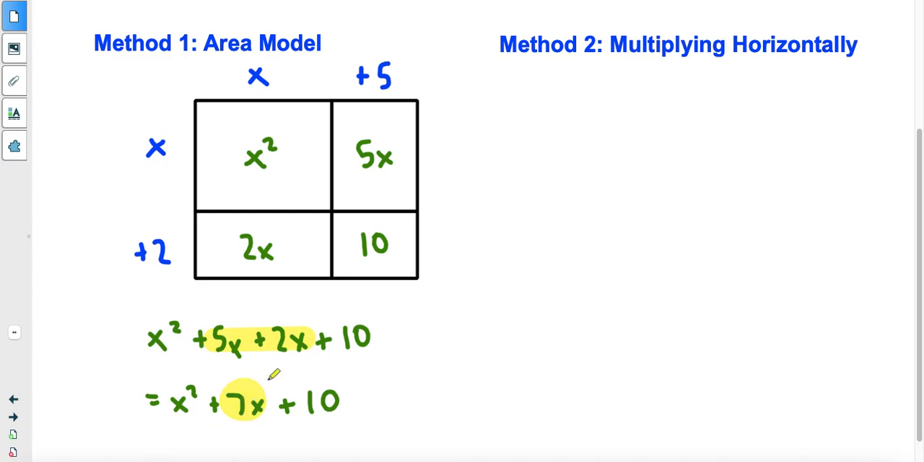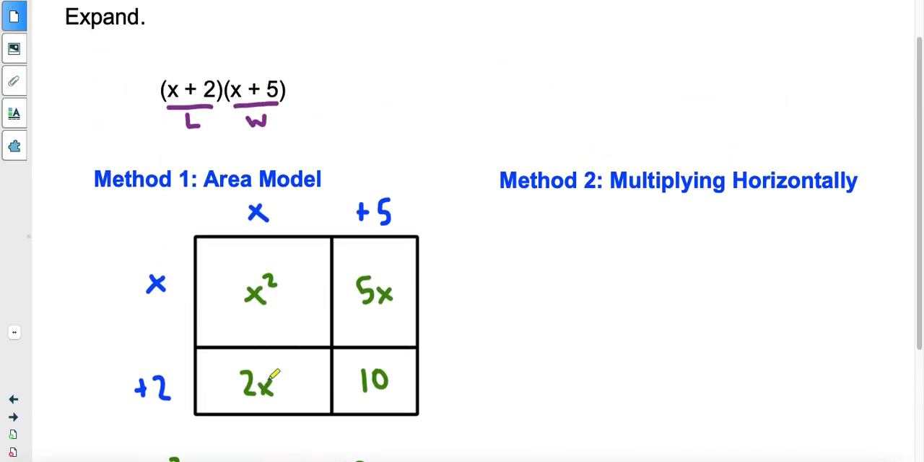So what were we doing here? What we were doing is we were multiplying all of the terms inside the first bracket here by all of the terms inside the second bracket to get my answer. So another way we could do this is by multiplying this out horizontally. So let's take a look at this.